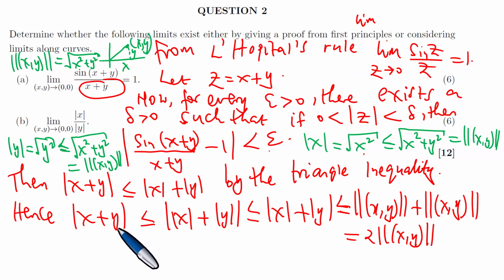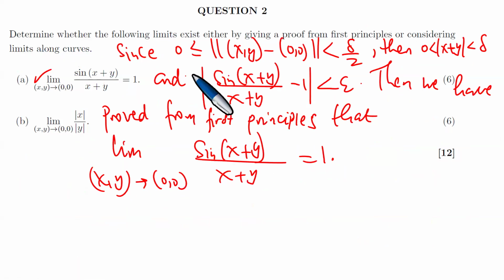But moreover, it is because of the fact that our delta lies between, we have the modulus of z, and z is x plus y. From the onset of the problem, the absolute value of x plus y lies between 0 and delta. So we said if 0 is less than the absolute value of z less than delta, the z is x plus y. So the modulus of x plus y is what we need to mostly focus on, and that is what we need to ultimately achieve. By definition, the vector x and y minus 0, 0 is less than delta over 2, ultimately less than delta.